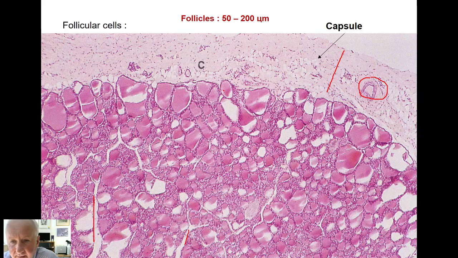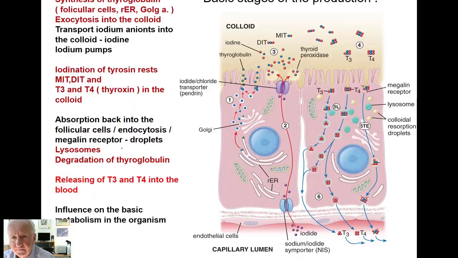And we see here many follicles on the section, many follicles with the colloid in the center. With a small magnification we can see the follicular cells nicely. And we see the loose connective tissue around the follicles very nicely.